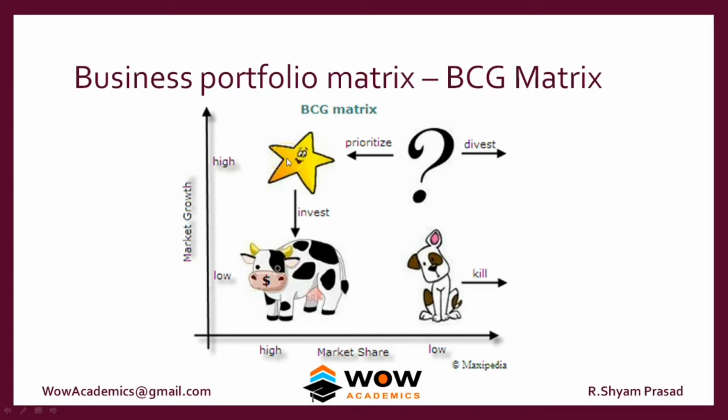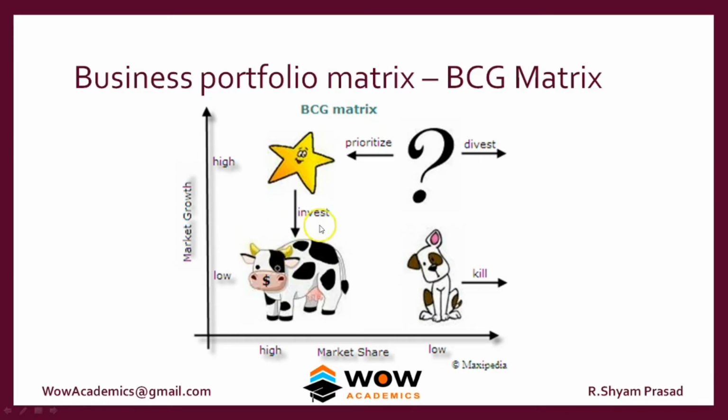As they are growing fast, they require money in terms of branding, advertisements, and technological upgradation. So the company has to put some money into these product categories so that over a period of time, these products might become something like a cash cow. But today we have to invest. From where will we get the money? The money we will get from the cash cows.